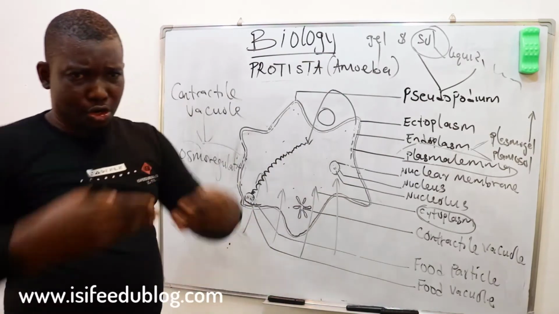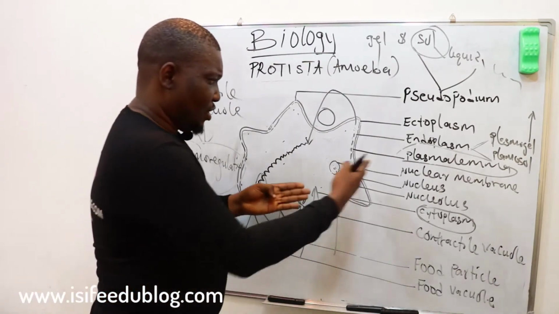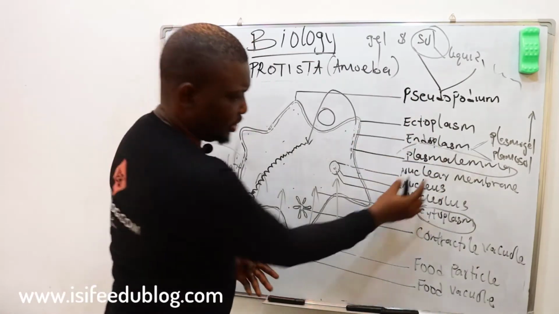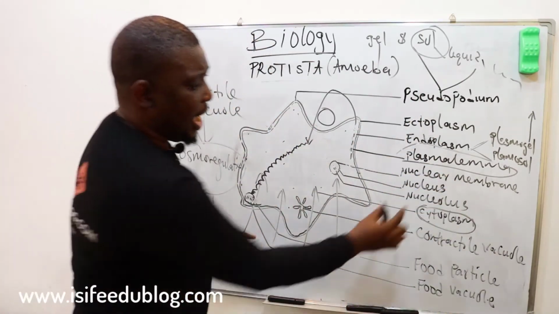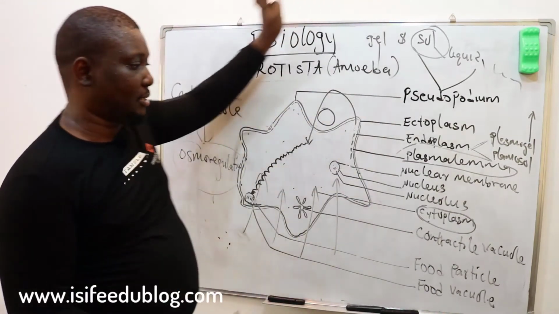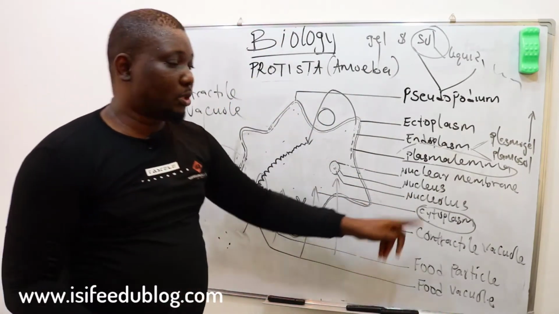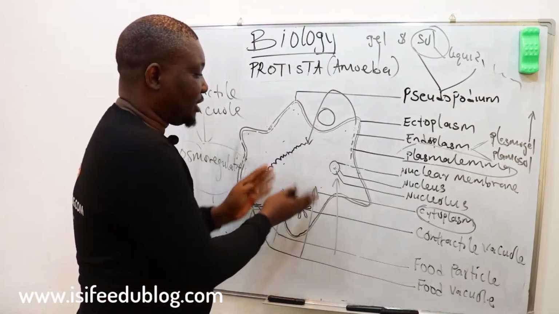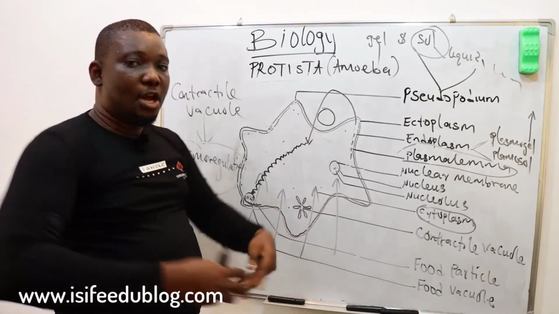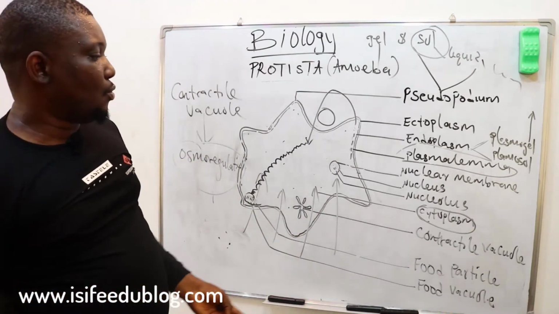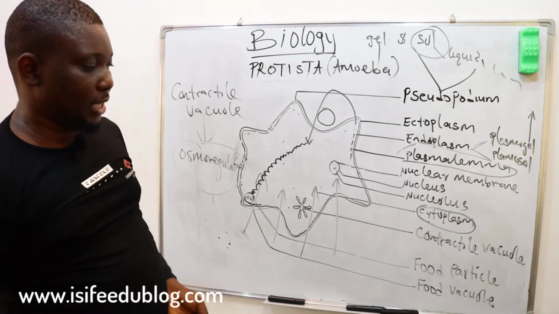So what you see here, the spherical structure in these organisms, is the nucleus. What makes it eukaryotic is the possession of this nucleus and nuclear membrane. The nuclear membrane protects the nucleus, and the nucleus thereafter regulates all the activities of this organism. And the nucleus participates in cell division. And then we have the cytoplasm, the liquid content of the cell, which suspends other organelles like the contractile vacuole, food vacuole, or the nucleus itself.